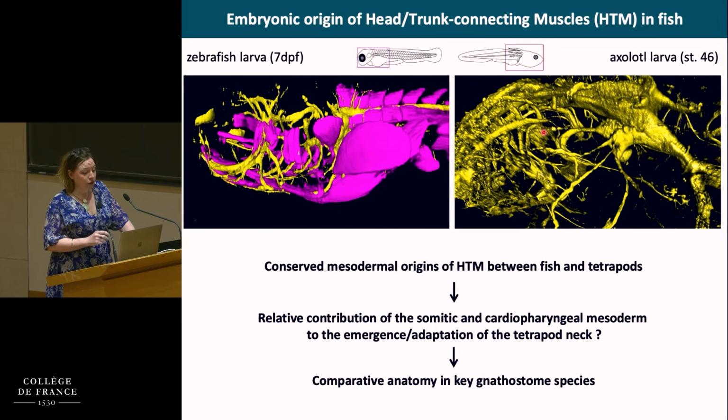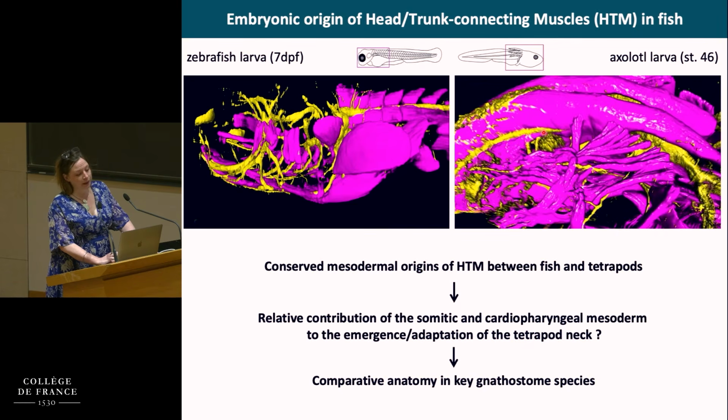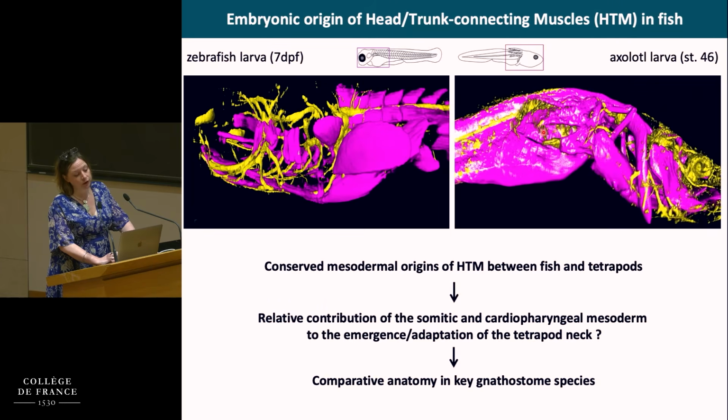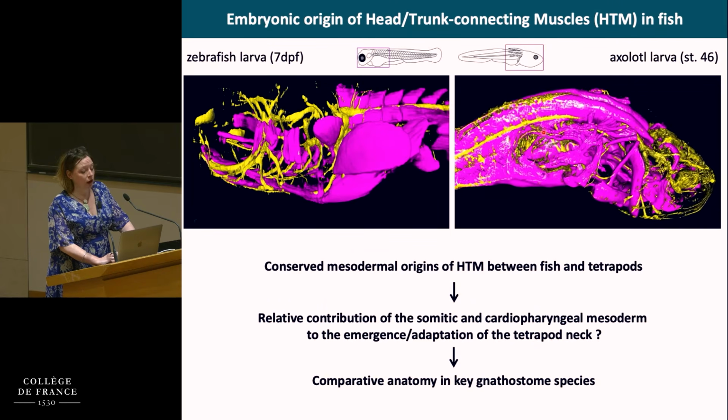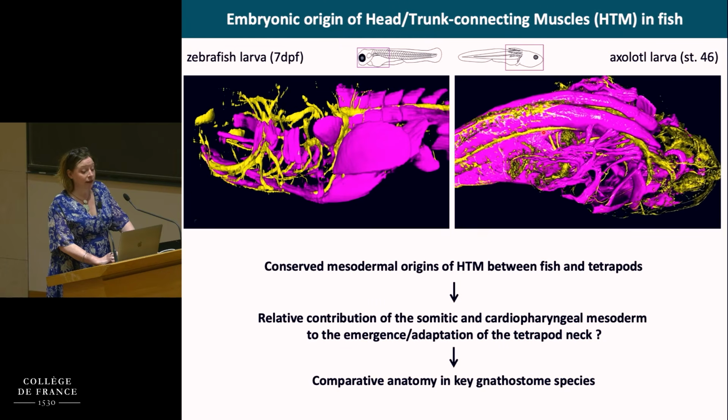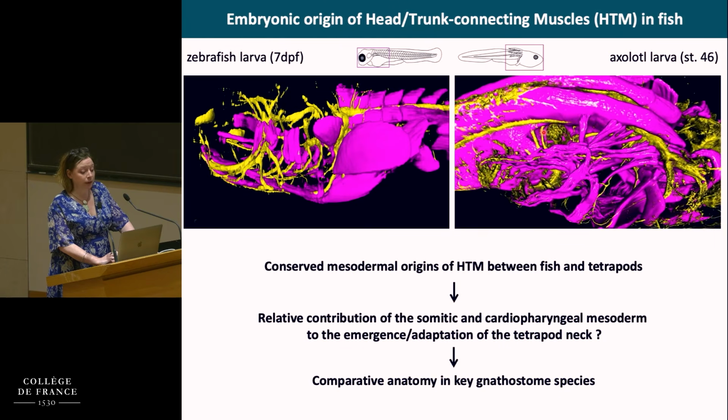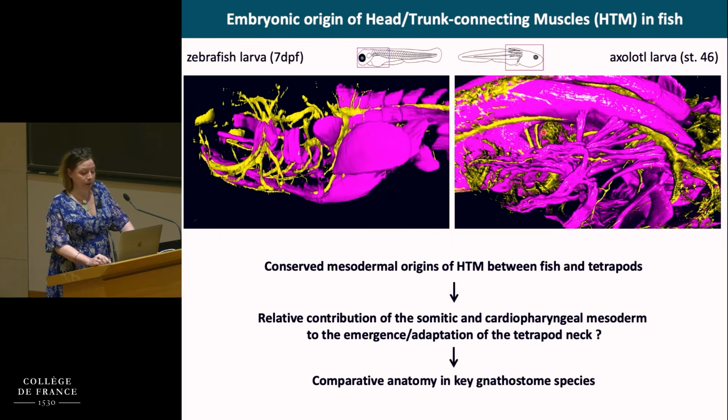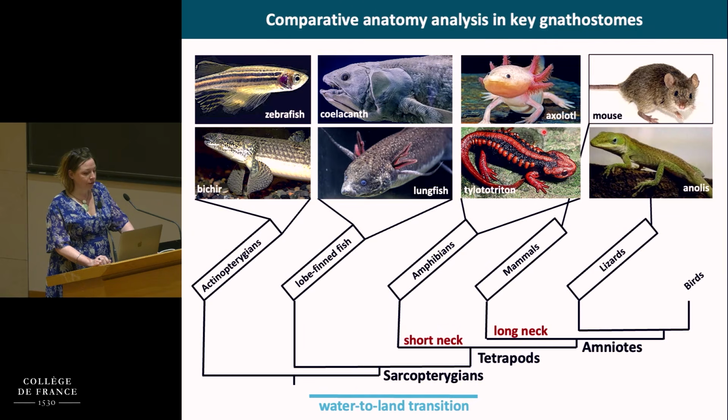We then evaluated the relative contribution of the somatic and cardiopharyngeal mesoderm to the emergence and adaptation of the tetrapod neck. And for this, we performed comparative anatomy in key gnathostome species. So here are the specimens that we included in the analysis. So first, the teleost zebrafish, my no-neck model, with the skull directly associated to the pectoral girdle, and for which I collected data in the larva.